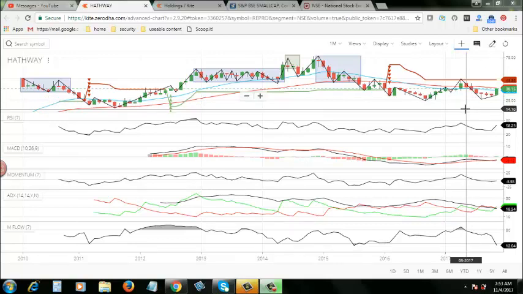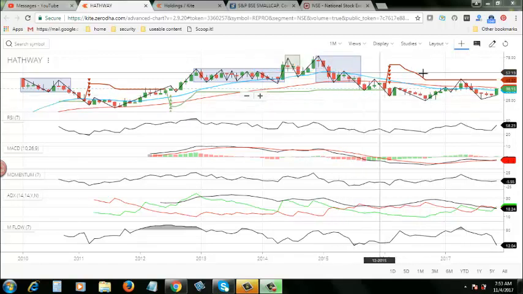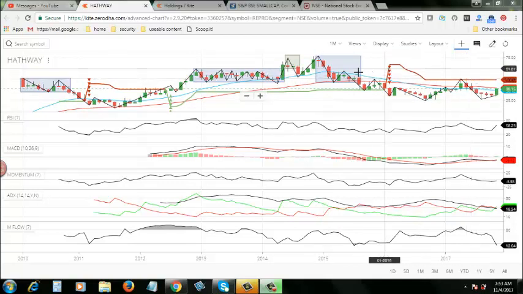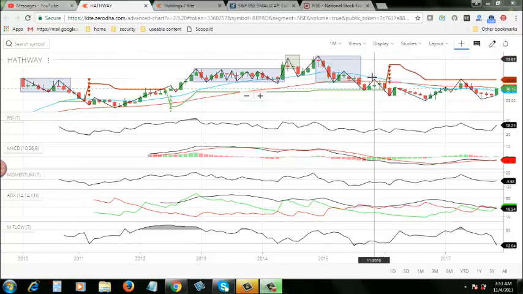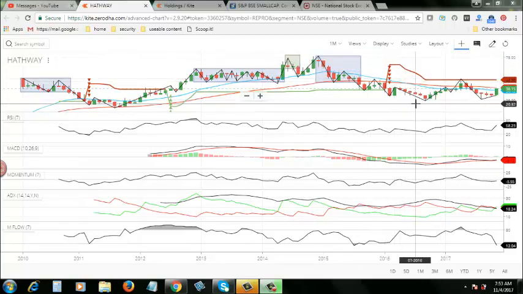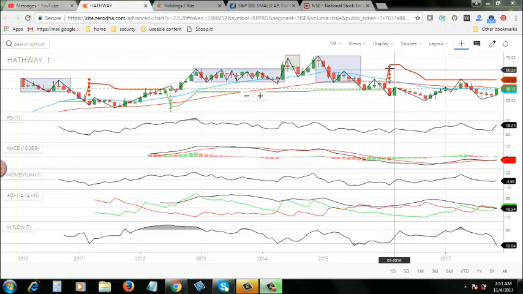like crossing its previous peak price. If such a thing happens, then we can consider the stock for the long term. Otherwise, right now it is under the influence of sideways movement, and it is under negative influence. So I don't think this particular stock is good for long-term investment.